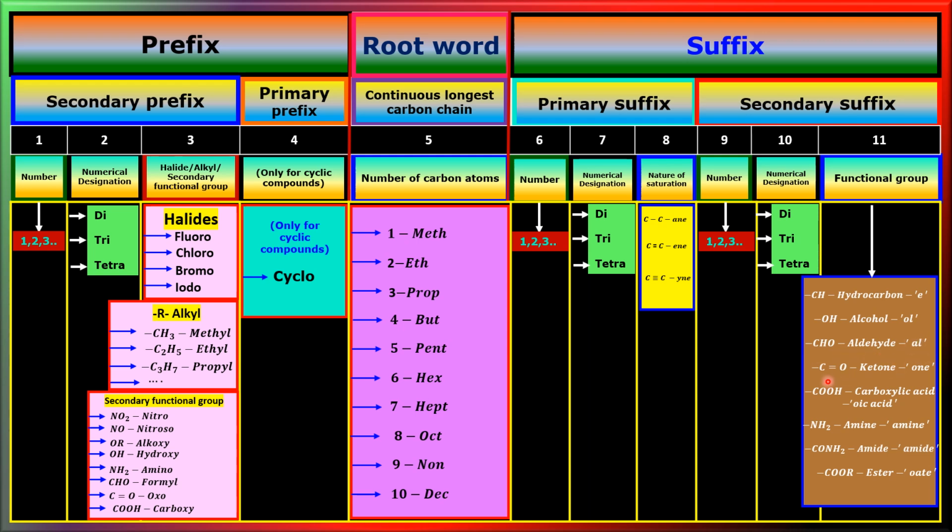CHO aldehyde, al; C double bond O ketone, one; COOH functional group means carboxylic acid, that is oic acid; NH2 amine; CONH2 amide; COOR ester, oate. So these are the secondary suffixes we have to use for these functional groups. And moreover, one carbon compound contains a maximum of only one functional group in this. And if more than one functional group from these are present, at that time there is a priority. Depending upon that priority, we have to take one of them as the secondary suffix, that is main functional group, and the remaining ones will be taken as the secondary prefixes, otherwise substituents. Okay, so that you will learn later.